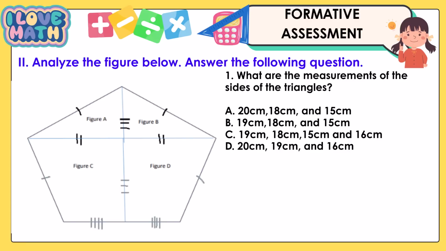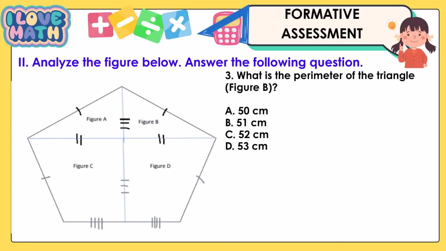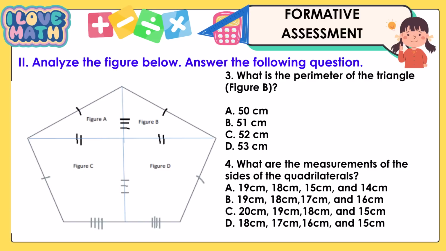Number 1, what are the measurements of the sides of the triangles? Number 2, what is the perimeter of the triangle, Figure A? Number 3, what is the perimeter of the triangle, Figure B? Number 4, what are the measurements of the sides of the quadrilaterals?